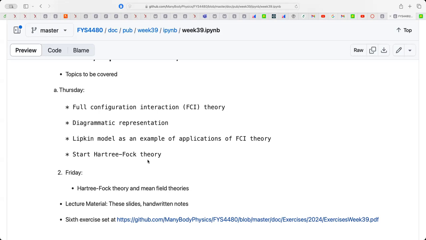But we can actually find a very nice link with the full configuration interaction theory. So let's go back immediately to the whiteboard and try to remind ourselves of many of the things which we did last time. And I'm going to repeat some of the things. And I also wanted to link that with some examples, like the Lipkin model or the pairing model, so that you can gain some intuition about what is going on. Okay, so let me just bring this up and switch to the whiteboard.